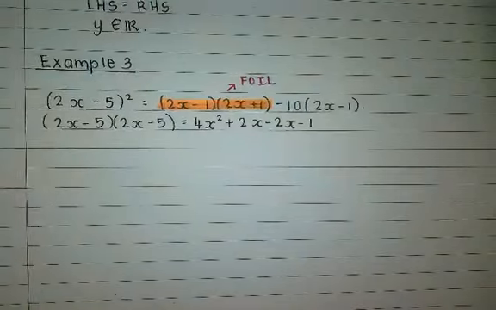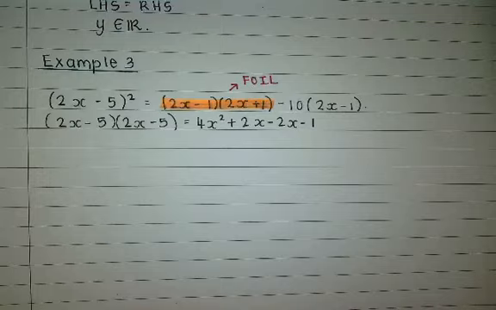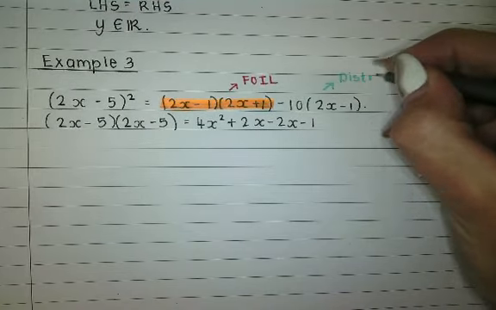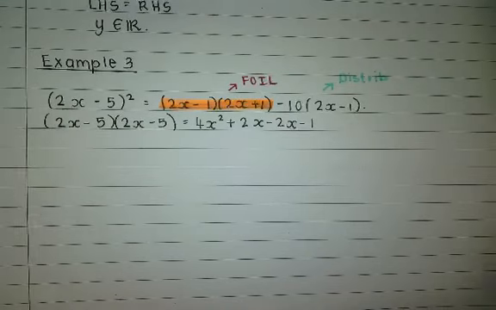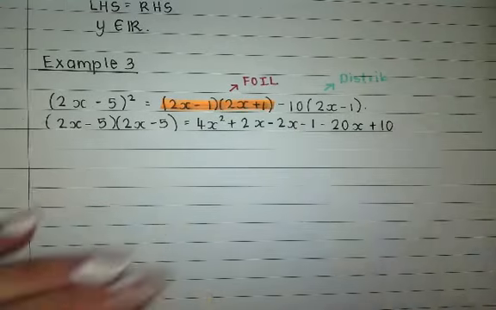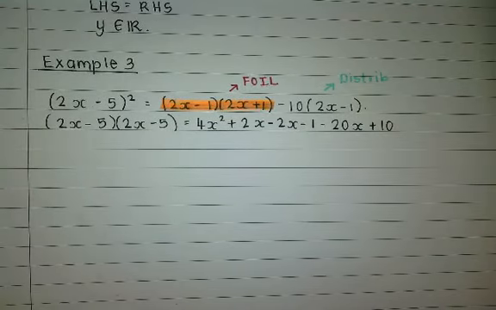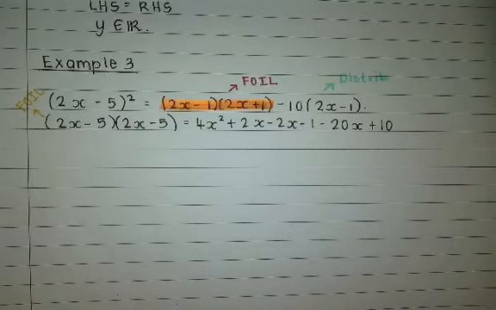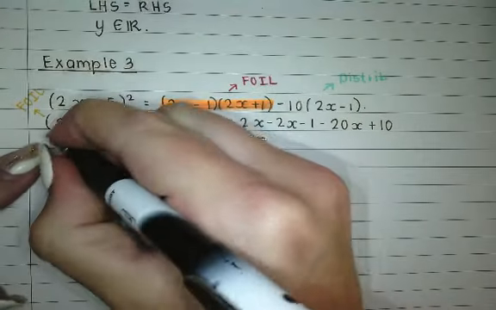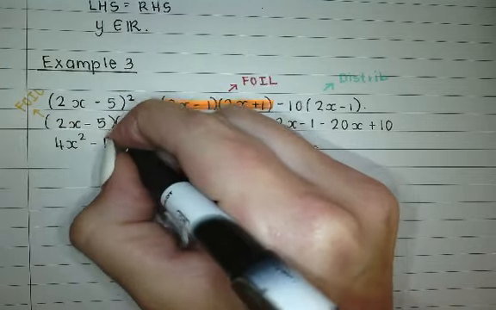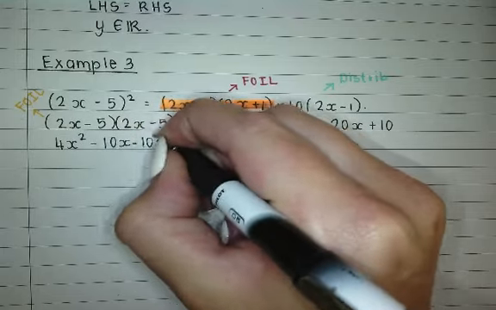So this piece here we are going to distribute, and what are we distributing in? The negative 10. So this is going to be distribution. So this is going to be negative 20x plus 10. On the left hand side, again, it's going to be FOIL. So it's going to be 4x squared minus 10x minus 10x plus 25.